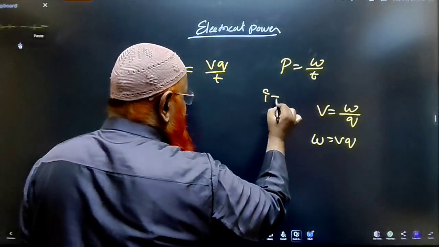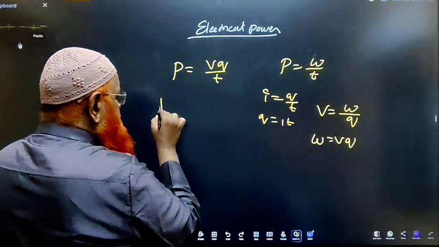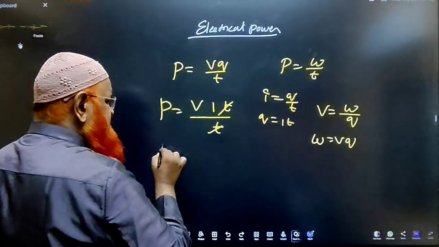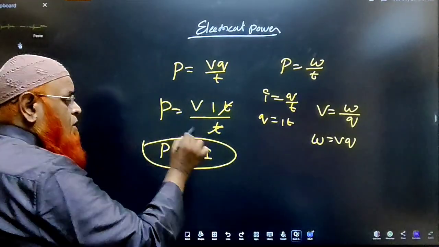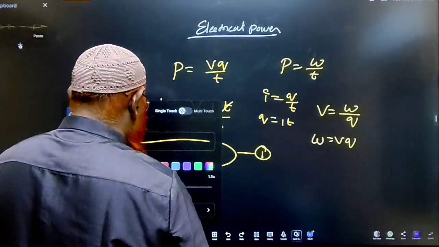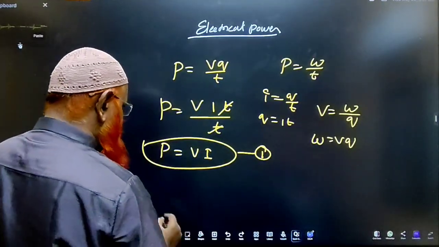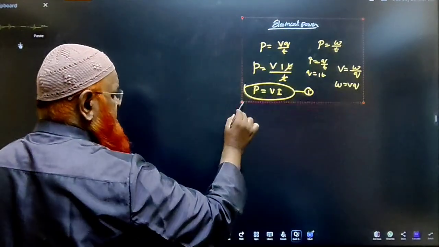And you also know that I is equal to rate of flow of charge. Q is nothing but I into T here. So P is nothing but V into I into T by T. T gets cancelled. The basic formula for power is that power is a product of voltage and current. Then how many types of formulas are there for power?